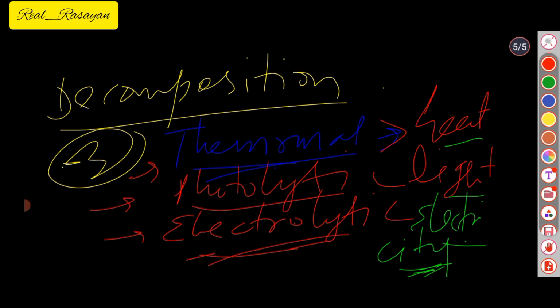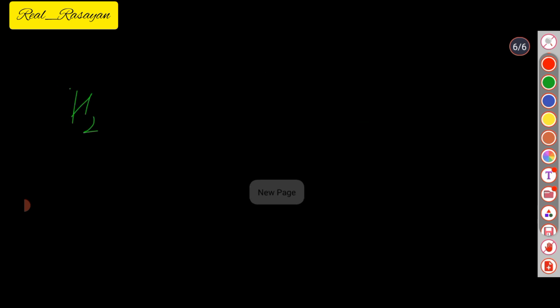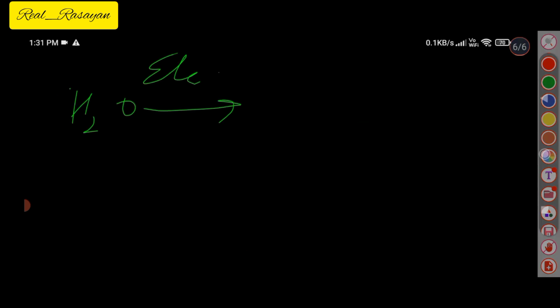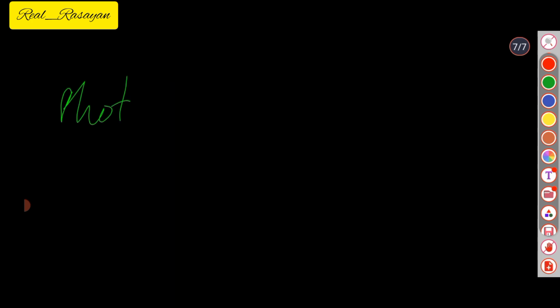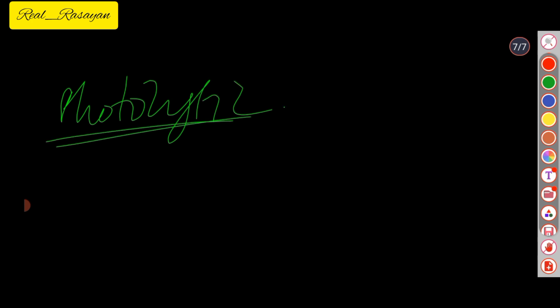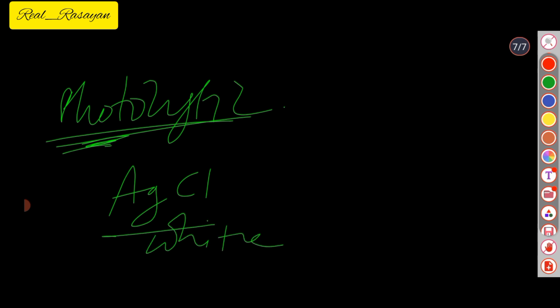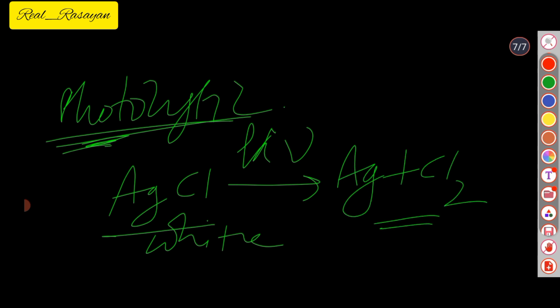Example of electrolytic decomposition is H2O. By passing electricity, it will change into H2 plus O2 on the respective electrodes. There is a deposition of hydrogen and oxygen gas. If we talk about the photolytic decomposition, it means the presence of sunlight. So AgCl is silver chloride. Initially it is white in color. In the presence of sunlight, it will change into silver plus chlorine gas, and it will turn gray.